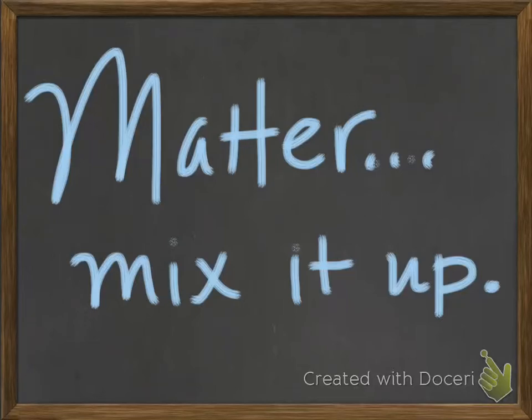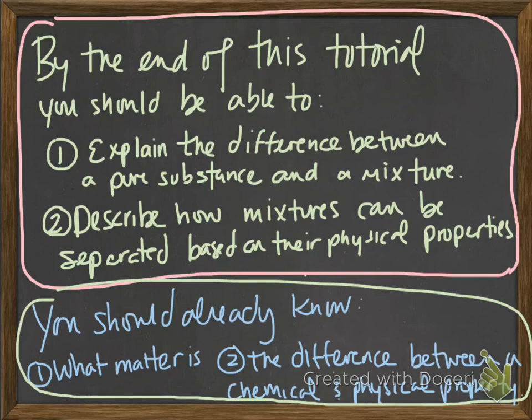This is Moser with a tutorial called Matter, Mix It Up. By the end of this tutorial, you should be able to explain the difference between a pure substance and a mixture, describe how mixtures can be separated based on their physical properties, and it's probably a good idea to know what the kinds of mixtures are too. You should already know what matter is and the difference between chemical and physical properties.